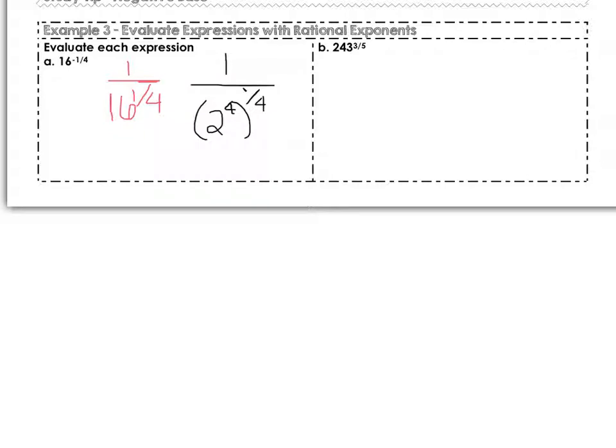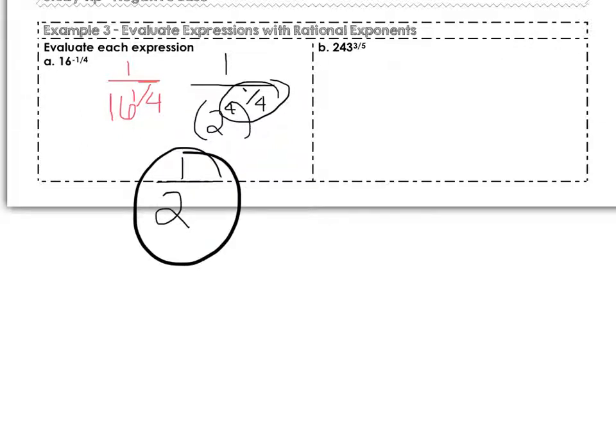And when you raise a power to a power, you multiply. Well, 4 times 1/4 is just going to be 1. That's why we get 1/2. Let's try this with a bigger one, a little bit more scary here.